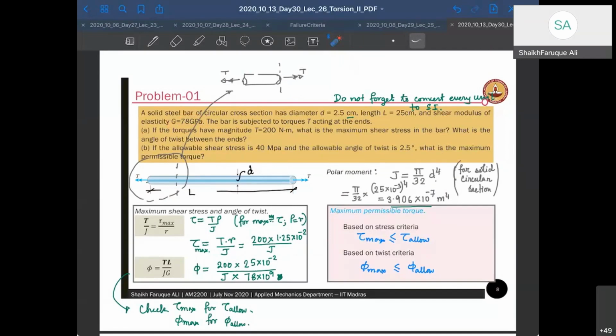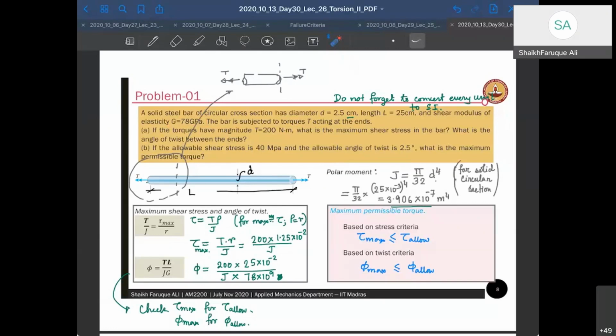What is the angle of twist between the ends? So we have to find the angle of twist, phi, and the maximum shear stress, tau max. If you go back to our formulas, tau max is T, the external torque, into R by J. The diameter is given, so I can find J. R is given, so the radius can be found, and the external torque T, 200, is given. So tau max is easy to find.